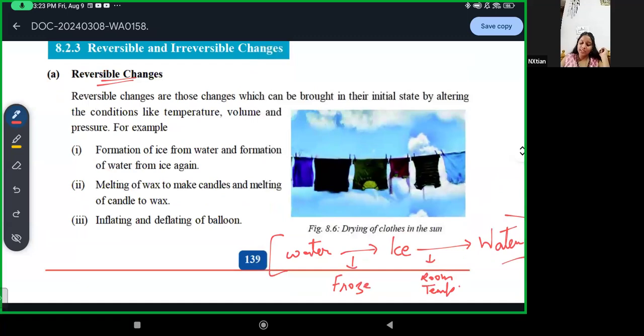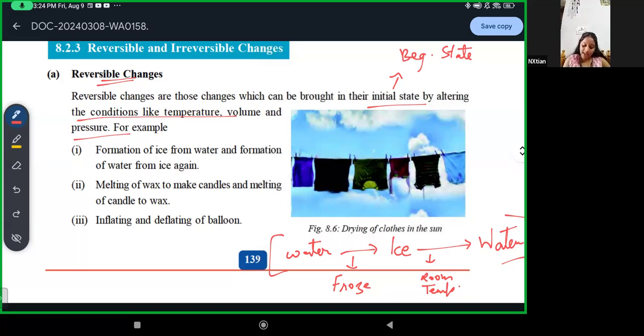Reversible changes are those changes that can be brought back to the initial state by altering the conditions. Initial state means the beginning state, the first state in which they are. By altering the conditions, what happened? Room temperature means we changed the temperature of the ice, so it became water. Conditions like temperature, volume, and pressure.